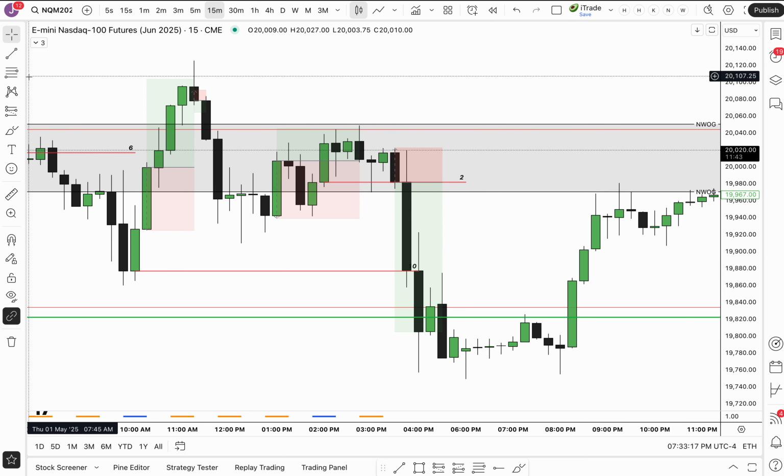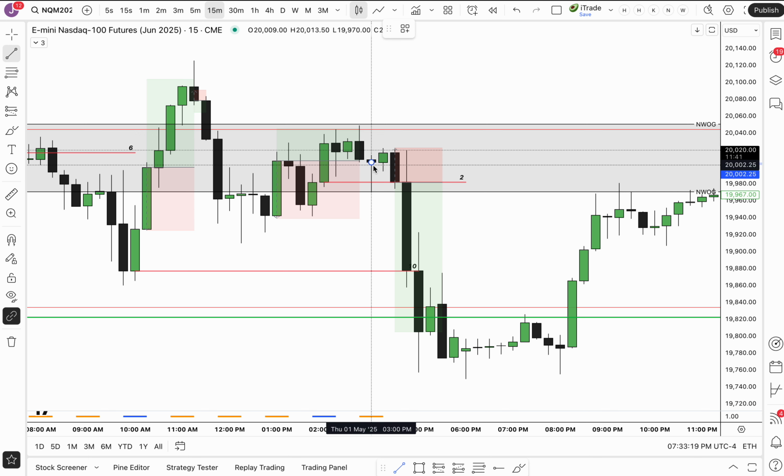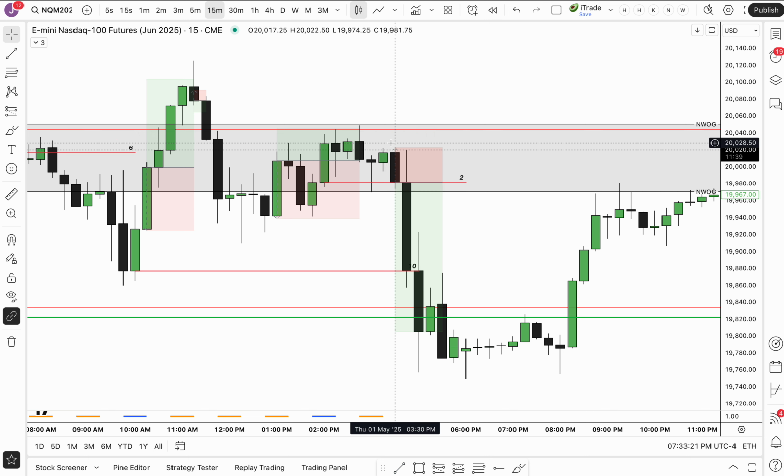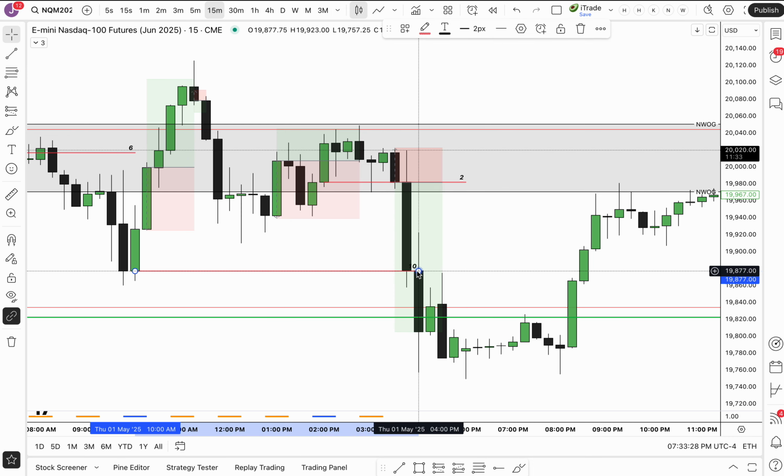We close down below, CSD here, okay, and we go down to the 50% of the daily wick there, and also 10 a.m. open is here.